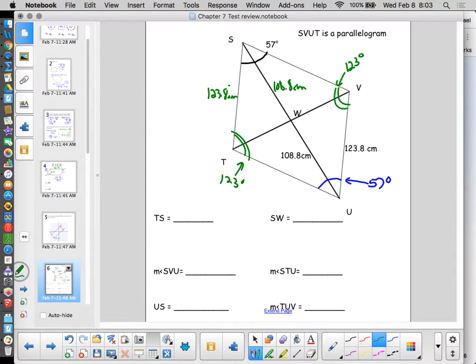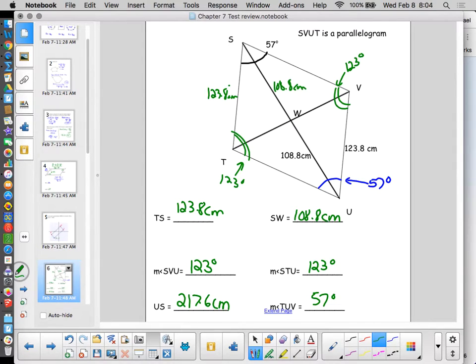And from here we can start answering our questions. TS is 123.8. SW is 108.8 centimeters. Measure of angle SVU we got is 123 degrees. STU is 123 degrees. US, the whole thing, we're going to have to add them together. That's 217.6. And TUV is 57 degrees. That's all we could figure.